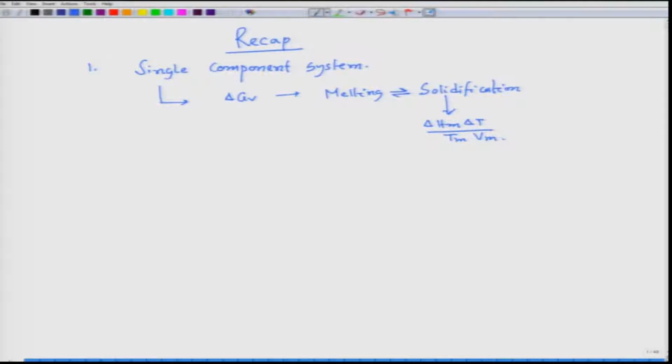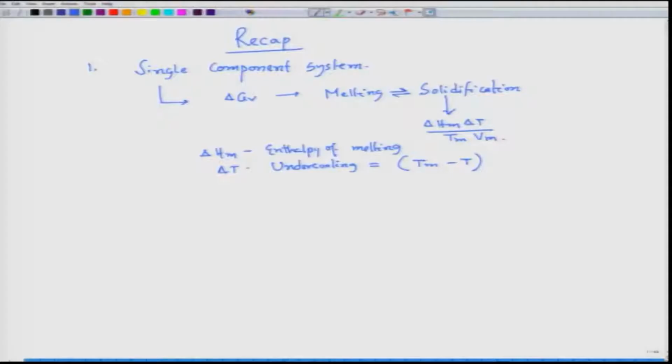Where delta HM is the enthalpy of melting, del T is the undercooling, and this undercooling can be expressed in this form, Tm minus T, where T is the temperature where we are having solidification, and Tm is basically the melting temperature. Vm is the molar volume of that particular single component.